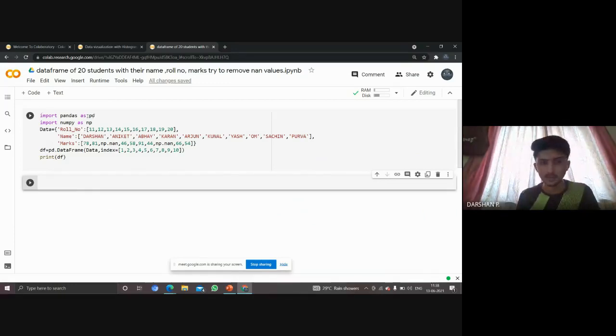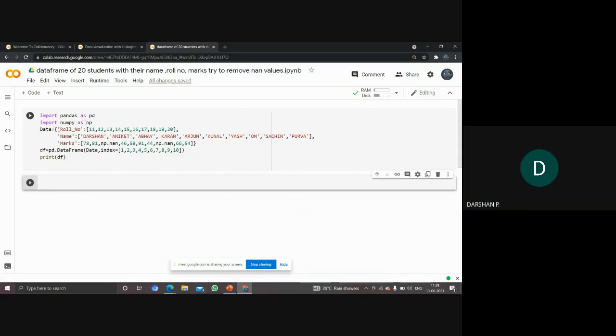Import pandas as pd. We use this short form pd, which helps to reduce the typing. The data is in the form of listed elements, where the roll number, name, and the marks are in lists. df as a data frame is equal to pd.DataFrame, with index numbers 1 to 10. Here we take 10 entries instead of 20 because it was very lengthy. So I have taken 10 elements.